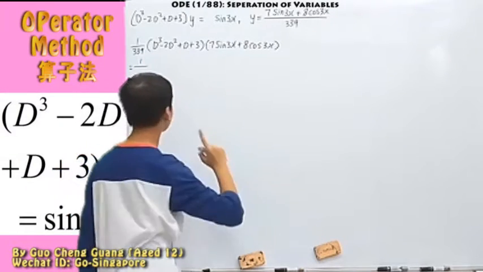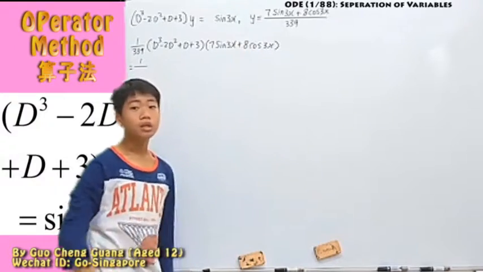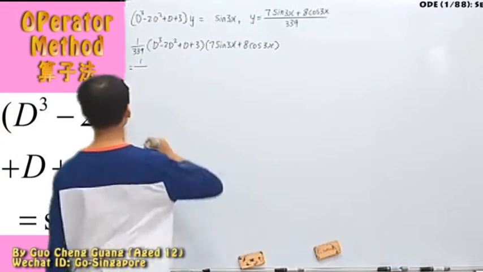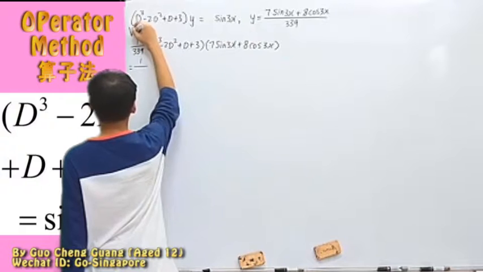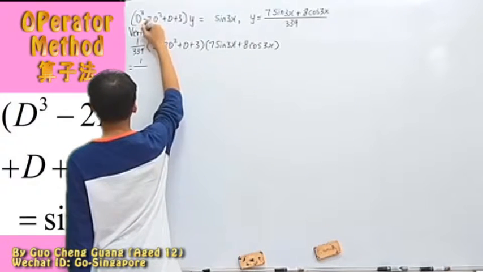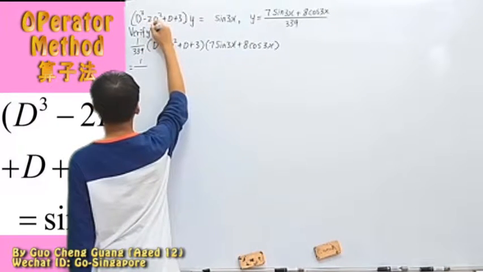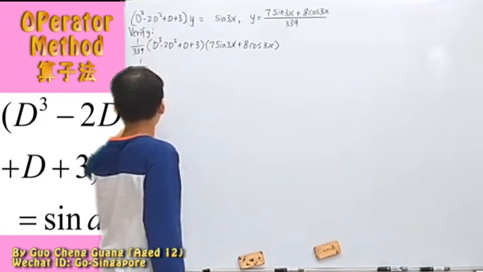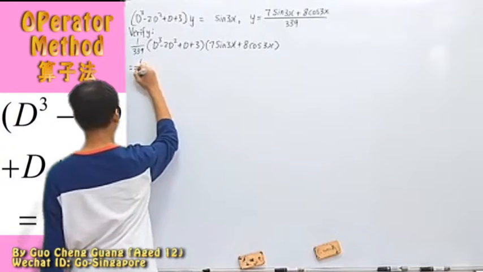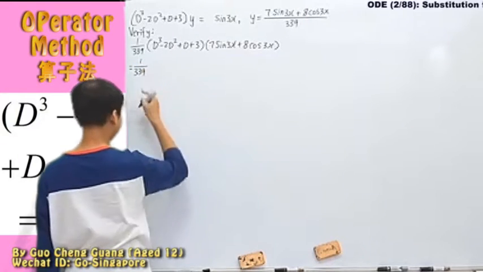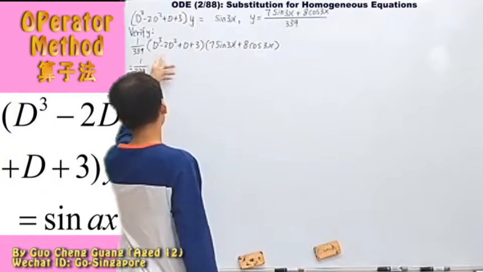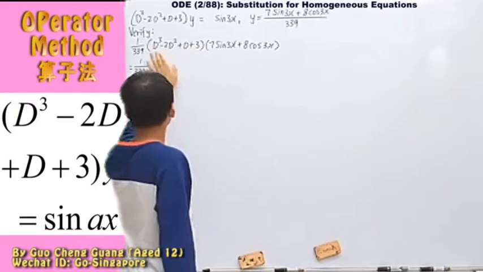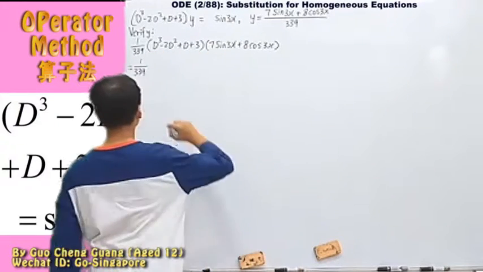When we're checking this answer, the process that we call it is verification. So this is the part that we verify. During this verification, 1 over 339 is still up here. Then afterwards, we differentiate this part first.